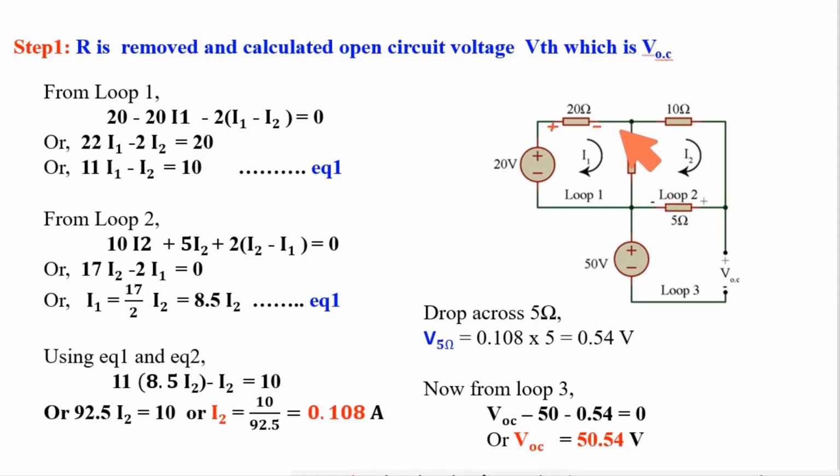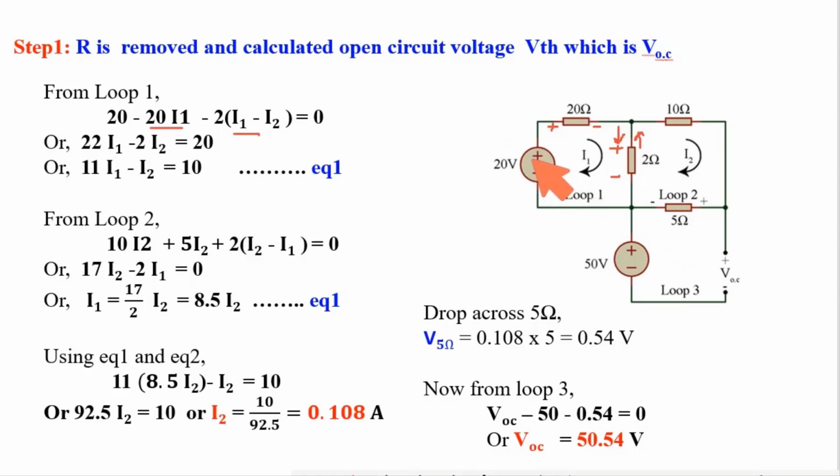In the 2 ohm resistance, I1 is in this direction and I2 is in this direction. So I1 minus I2 is flowing in the downward direction. So the polarity is this is positive, this is negative. So I1 into 20, this one, and 2 into I1 minus I2, this 2. Now the summation of these three in this loop is 0.